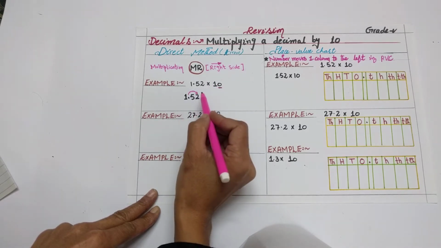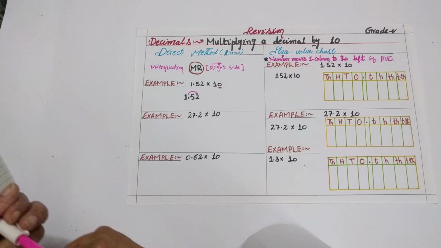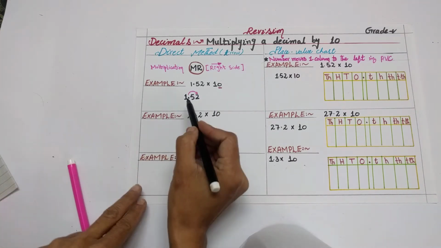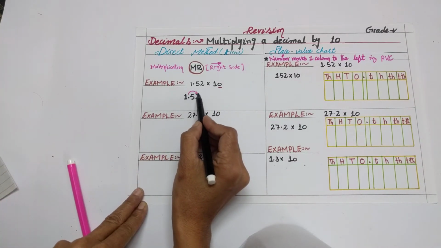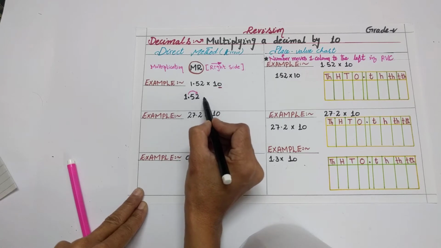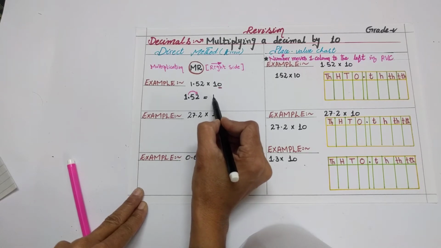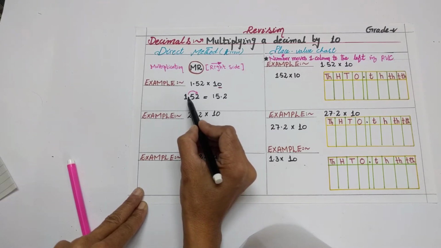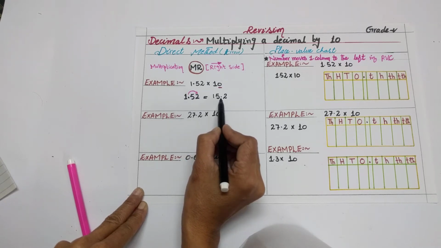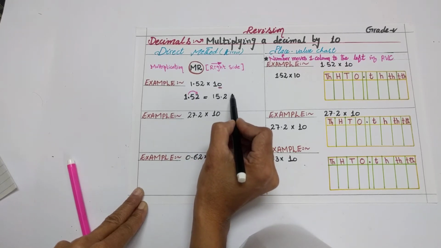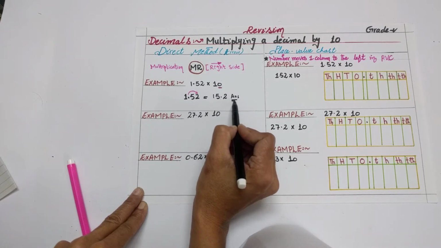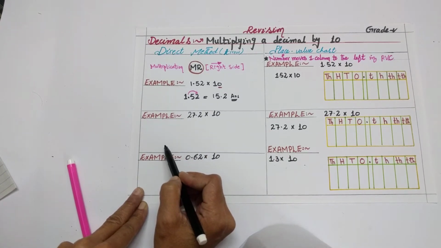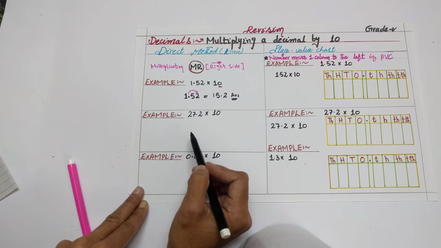So what will be the answer when I shift the decimal to the right side by one place? My answer will be 15.2. Got it? I am moving the decimal one place to the right side, so my answer is 15.2. Clear? Very simple and very easy. Come to the next one.